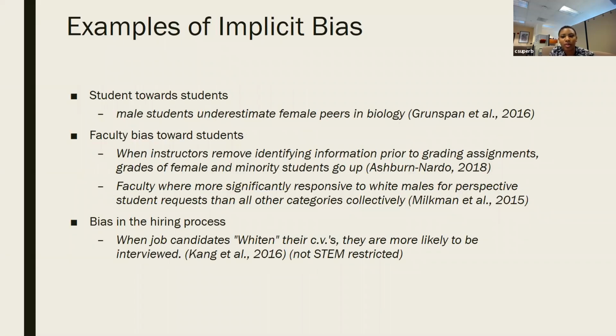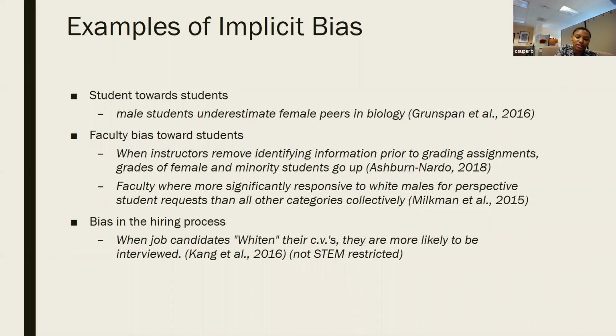All right, let's look at some examples of implicit bias. First, we can look at students towards students. In a study from University of Washington of about 1,700 students, male students were found to underestimate female peers in biology. And between faculty and students, we see that when instructors remove identifying information before grading, the grades for females and minority students go up. And another thing to note is that some research found that faculty were significantly more responsive to white males for prospective student interviews than all other categories combined.